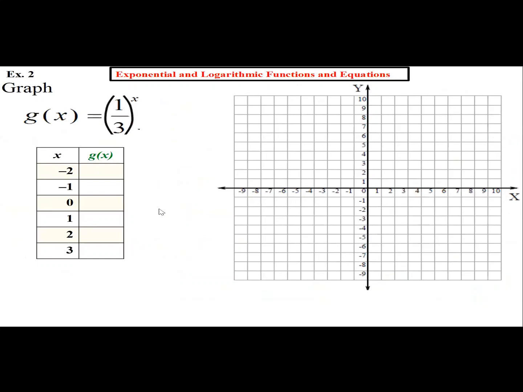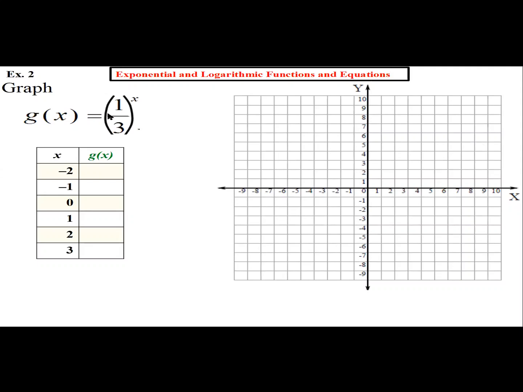However, for the sake of those that were absent, let's do this one again. So write this down on your paper, please. It says, example 2, graph g of x equals 1/3 to the x power. All right, set up your coordinate plane.